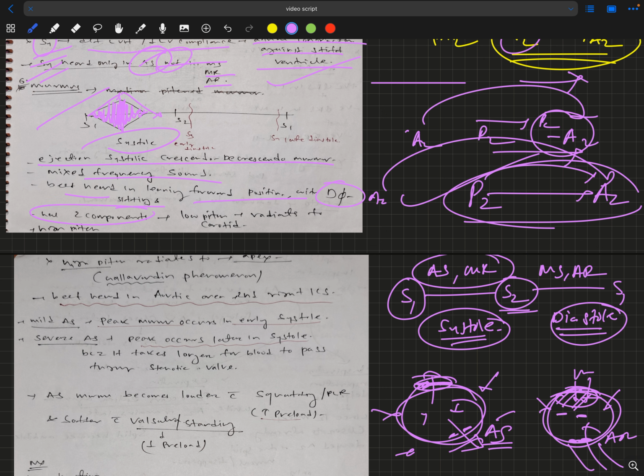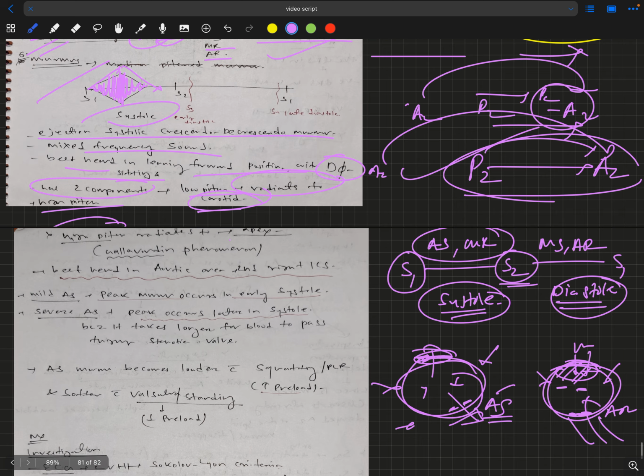This murmur, the AS murmur, has two components. One is a high pitch component, one is a low pitch component. The low pitch component radiates into the carotid, and the high pitch component radiates to the apex. So this is called Gallavardin phenomenon. So what is Gallavardin phenomenon? In case of aortic stenosis, the ejection systolic crescendo-decrescendo murmur has two components, low pitch and high pitch. The low pitch component radiates into the carotid and the high pitch component radiates into the apex. When this high pitch component radiates into the apex, this is what is called Gallavardin phenomenon.